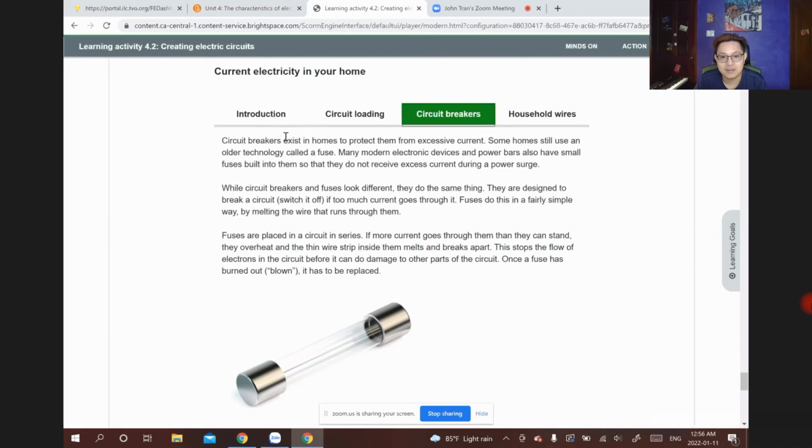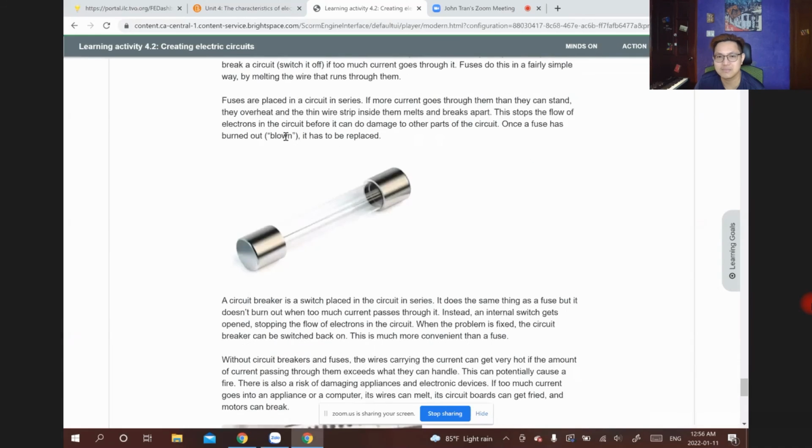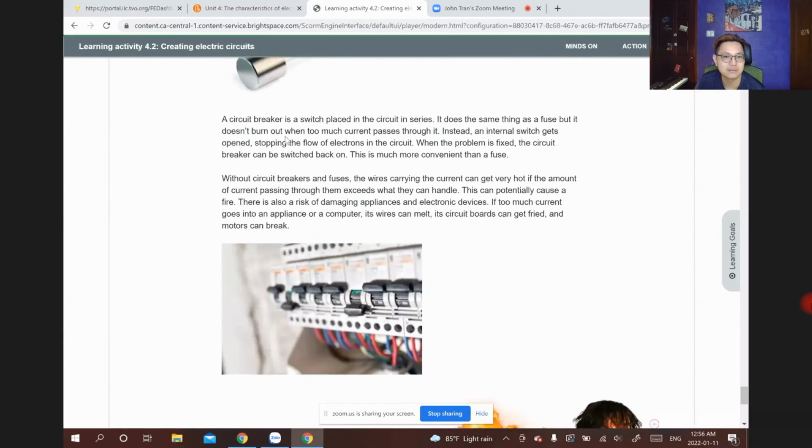But the problem is, you have to find a replacement fuse, and that is very annoying. So now we have something called a circuit breaker, which can be turned on again and reused. That's a new technology. Well, not so new, it's been around for like 30, 40 years, I think. So you can reuse it. You just turn it on like that. It doesn't burn out when too much current passes through it.